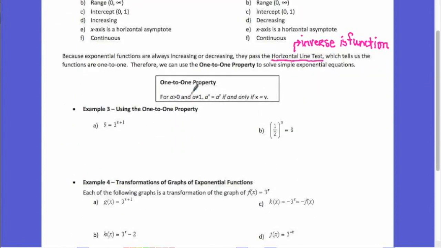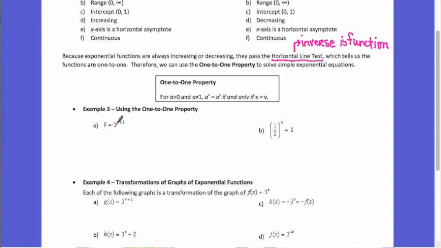Okay, why does that come in handy? Well, basically this is saying if you've got two bases that are equal to one another, a and a, then their exponents also have to be equal to one another. So x would have to equal y. So we're going to try to make the bases the same, because if we can, we can just set the exponents equal to one another and not have to worry about the bases themselves.